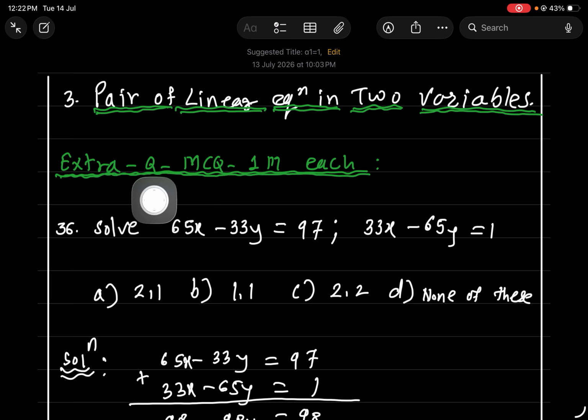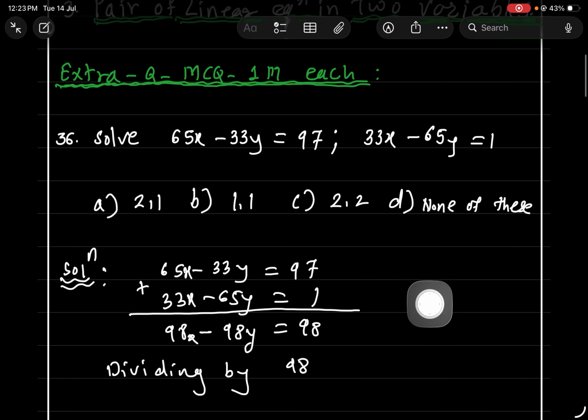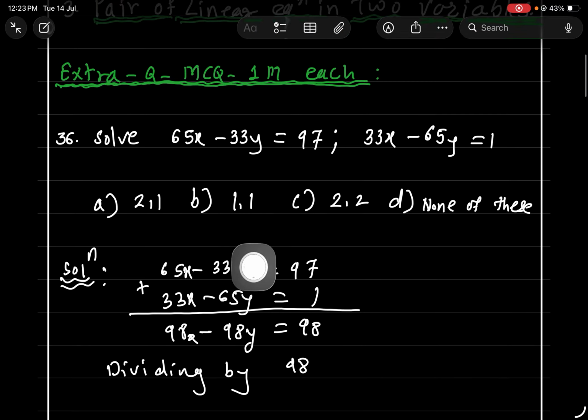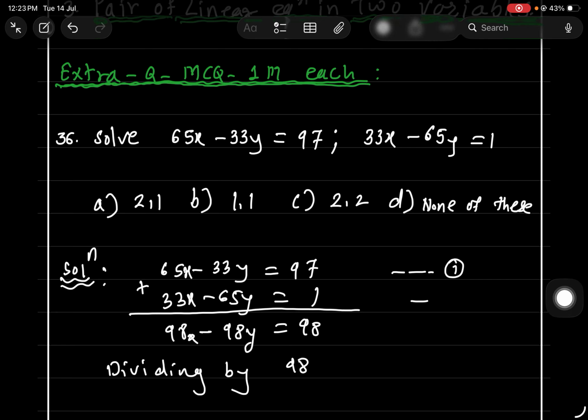Now we'll continue with extra questions, that is the MCQs of 1 mark each. Now solve 65x minus 33y equal to 97 and 33x minus 65y equal to 1. So we have to find the values, or the solution, of x and y. Very simple here. If you observe, this is equation first and this is equation second.